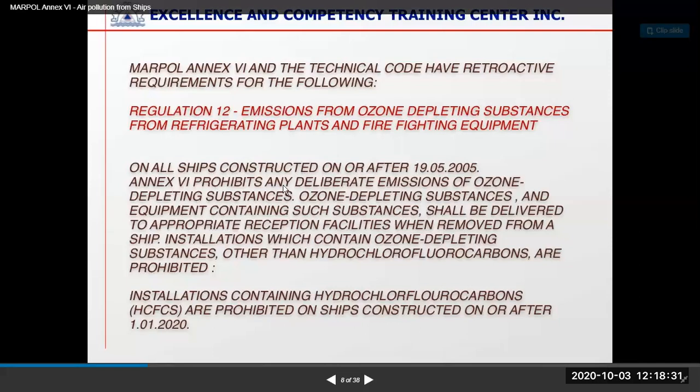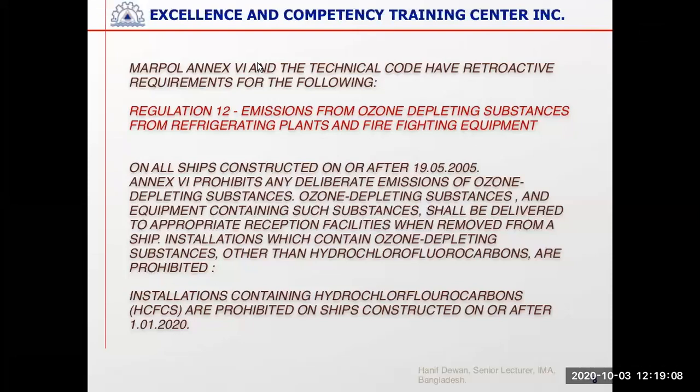The first requirement is that all ozone depleting substances are prohibited on ships from 2005. And if you find any equipment emitting ozone depleting substances, then you have to remove them to reception facilities as soon as possible. Then from 1st January 2020, no installation is permitted on ships which contain HCFCs, hydrochlorofluorocarbons, which are ozone depleting substances. For example, refrigerants in AC like Freon 22 are ozone depleting substances and they are banned.